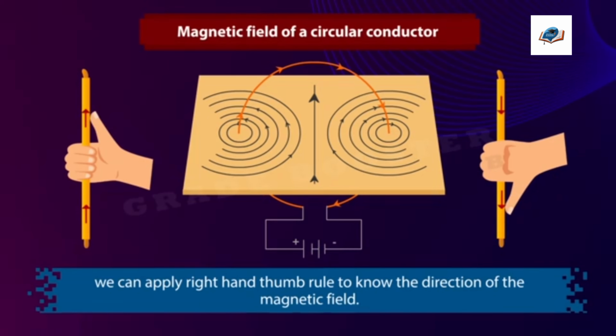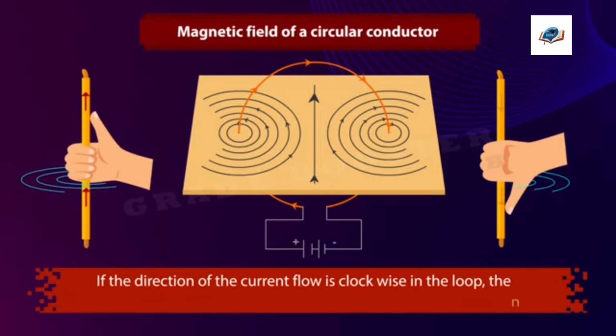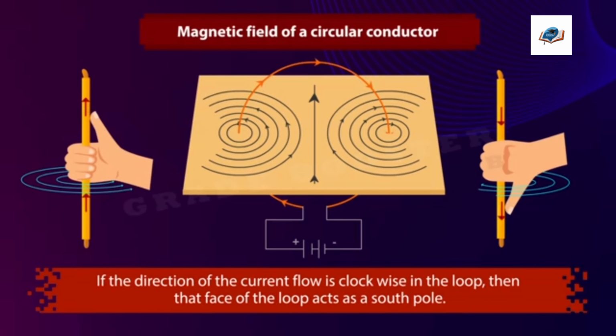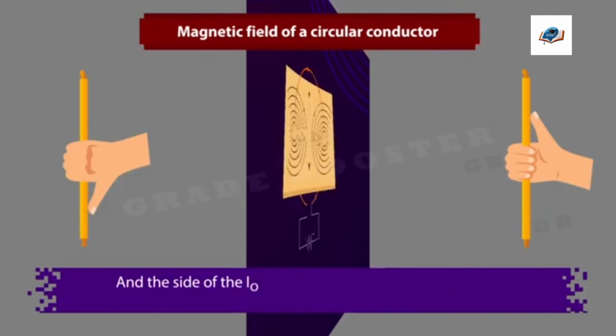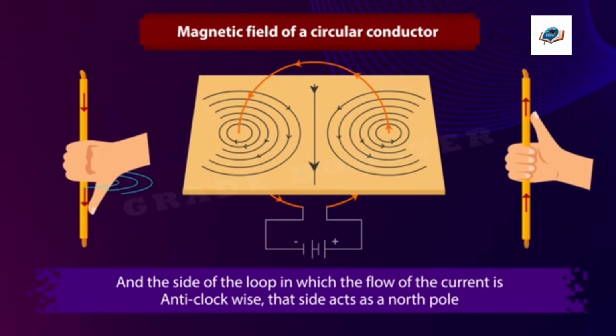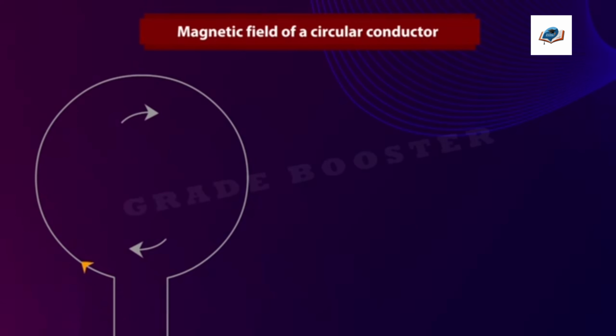If the direction of the current flow is clockwise in the loop, then the direction of magnetic field is towards south. If the direction of current flow is anti-clockwise in the loop, then the direction of the magnetic field is towards north. We can remember this direction with this technique.